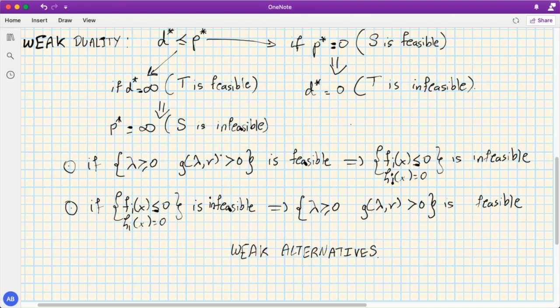Now, on the other hand, let's say you're interested in the set of inequalities T, that are lambda positive and G positive. Let's say it's hard to work with this set. It's numerically hard computing points of G is numerically hard. However, computing points of F and H are easy. If you manage to find a point in S that is feasible, then you could be assured that T is infeasible.